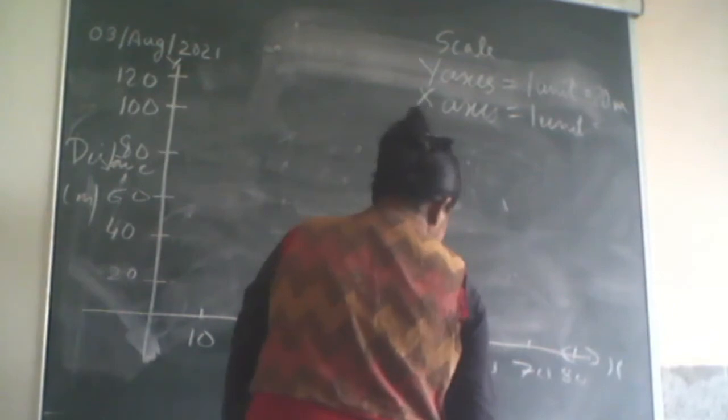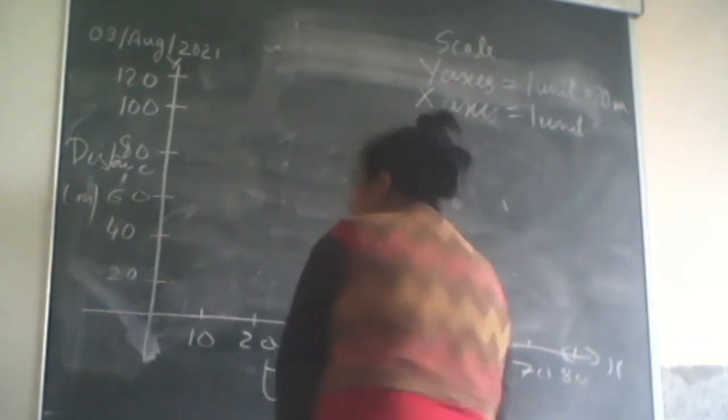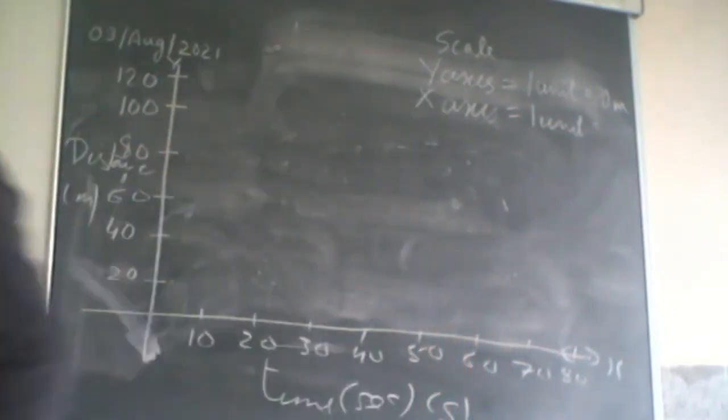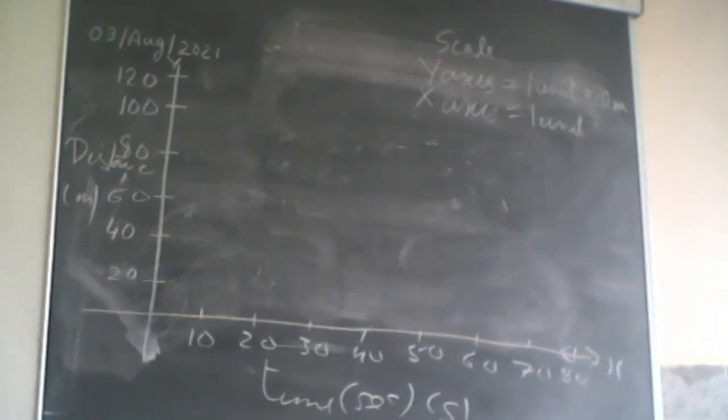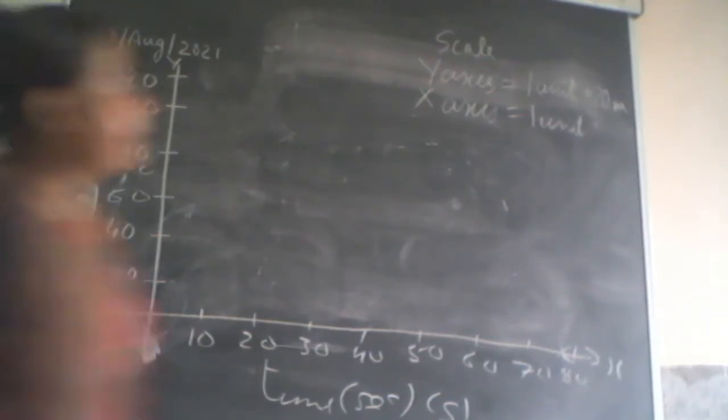So what is the unit scale? What is the scale of the x-axis? Ma'am, x-axis 1 unit is 10 units. The unit is in minutes or seconds? Check and tell me. Ma'am, not 10 minutes, ma'am. 10 seconds. Okay.